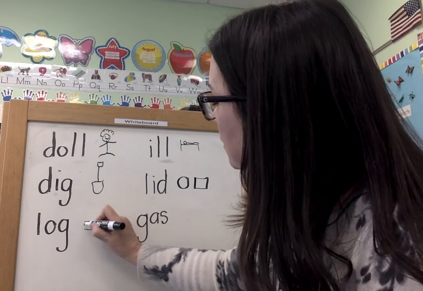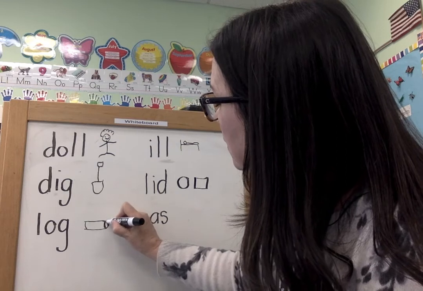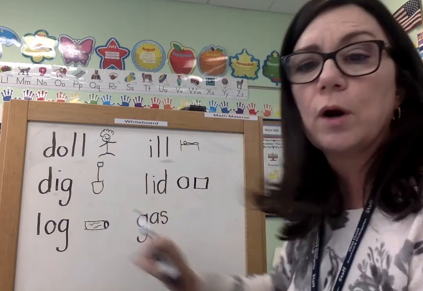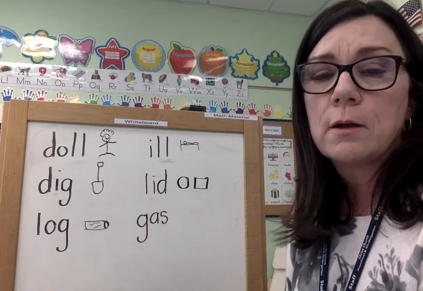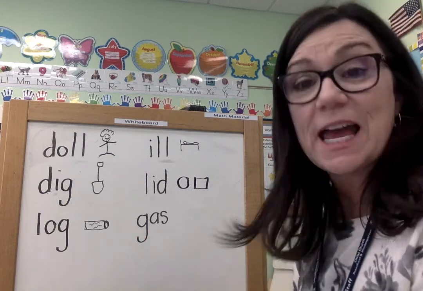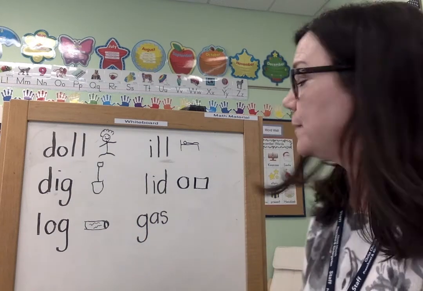So it could look like that, and you could put some wavy lines to indicate the bark. So you drew a log. Should you draw more than one? No, because it does not have an S at the end. It does not have more than one.